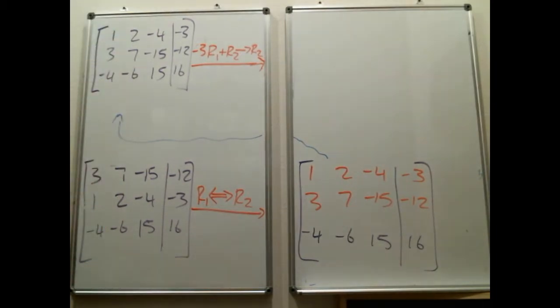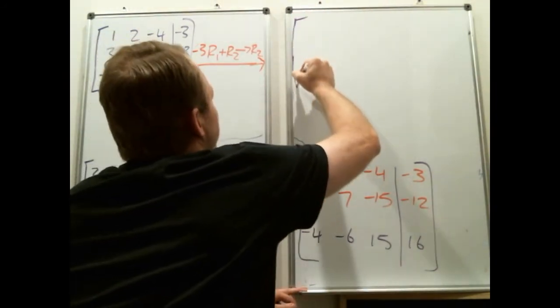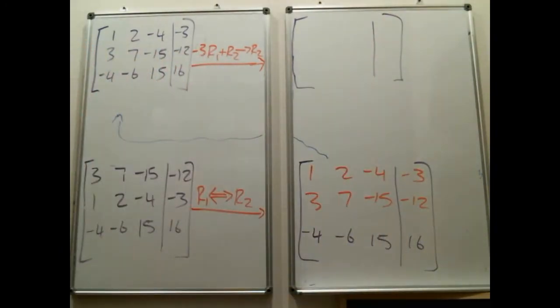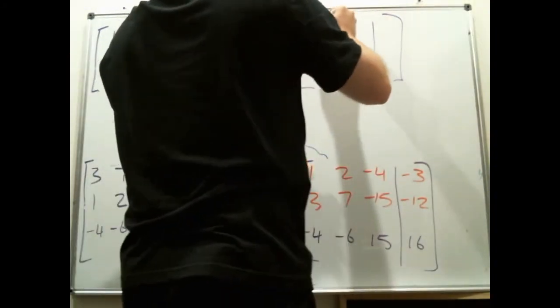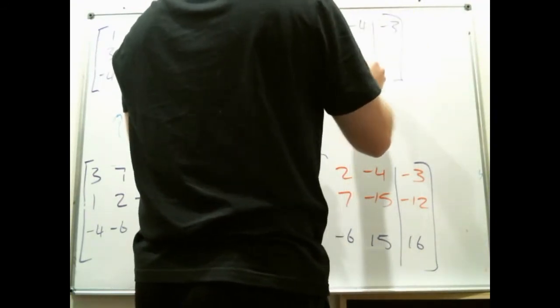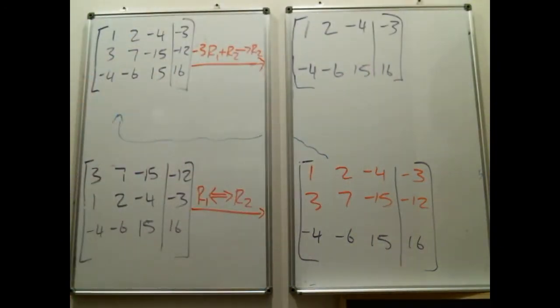Alright, so this is similar to the example we did earlier, and I'm going to write it out here. So my next matrix is here. And which rows are not changing? See, rows 1 and 3 are not changing. So this is 1, 2, -4, -3, -4, -6, 15, and 16. So I just wrote what rows are not changing. And now we need to figure out row 2.